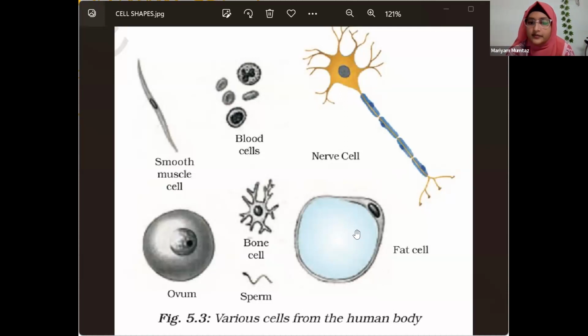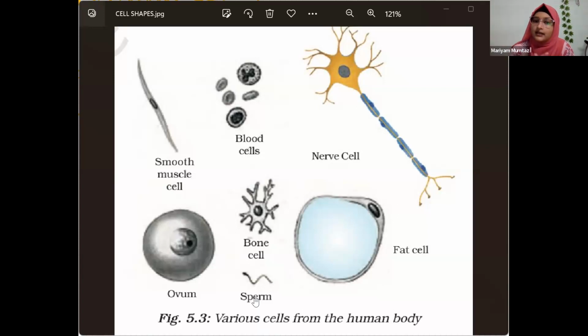So in this picture, we have shown different kinds of cells that are present in the human body. Like ovum, it is an egg. It is present only in females, not in males. So this is how it looks. Then there is sperm. It is present only in males and not in females. So this picture shows different kinds of cells.